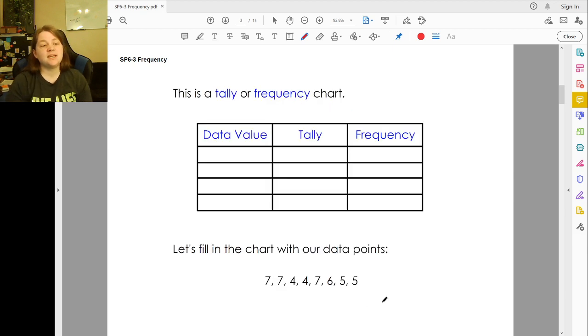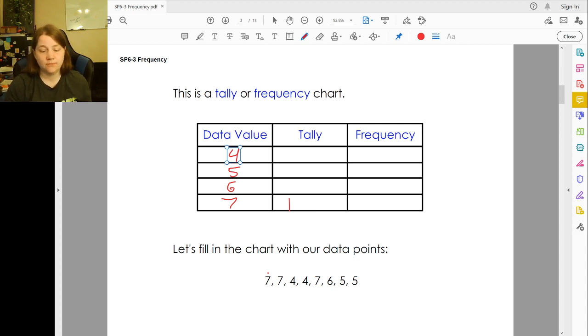So this is a tally chart or a frequency chart. Let's go ahead and fill in the chart with our data points. Remember that we saw 4s, 5s, 6s, and 7s. We're going to put tallies in there for every number that we see, and this will help us to count things. So I see a number 7. I'm going to put a tally there, and I'm going to put a dot there so I know I've already counted it. You might scratch it off.